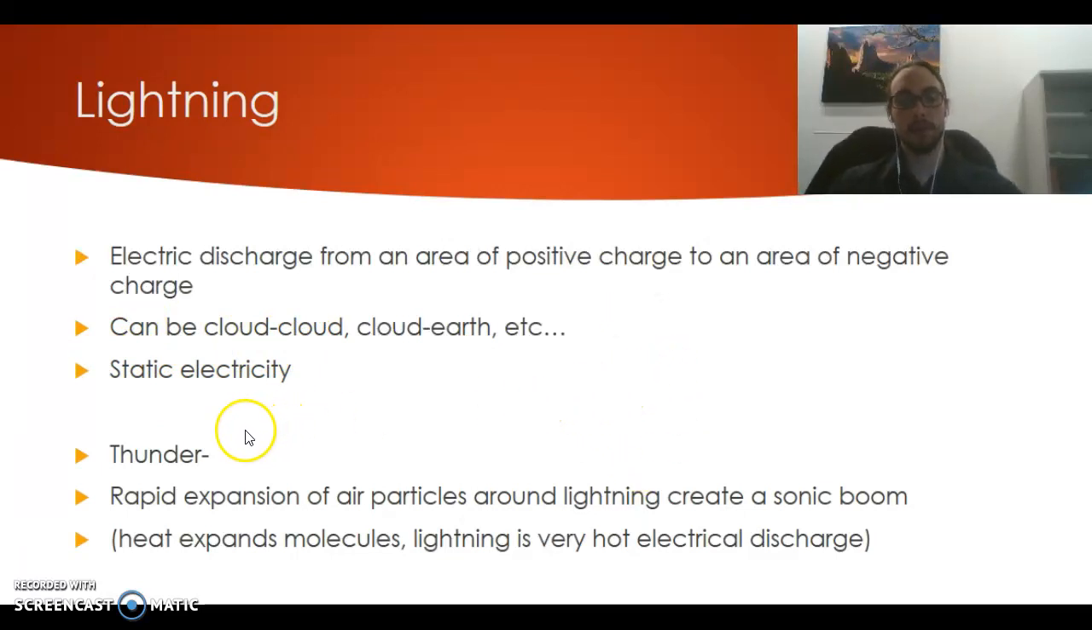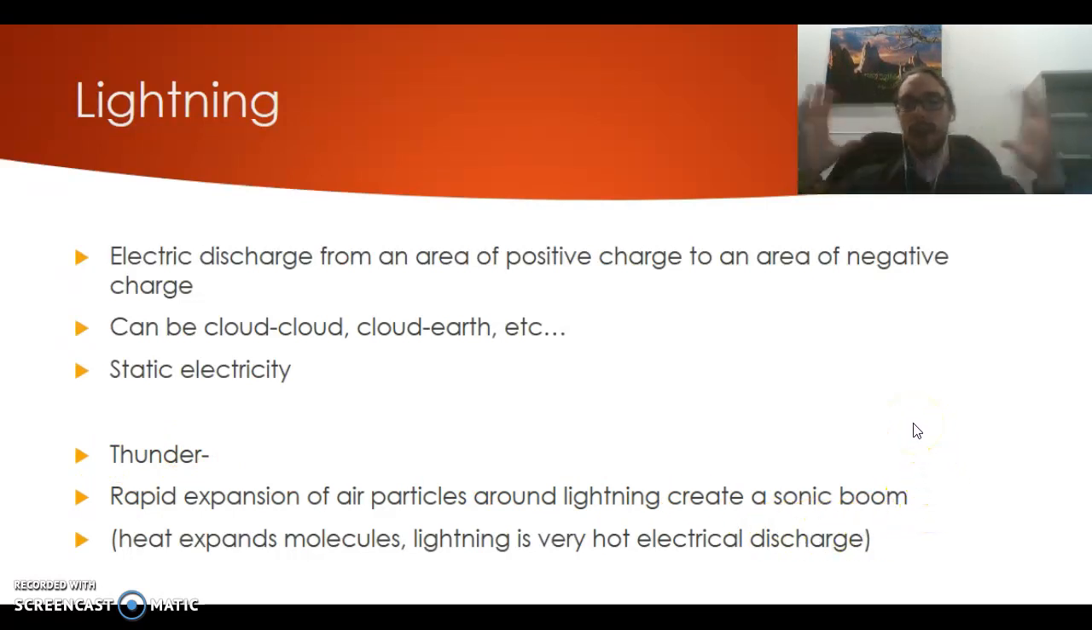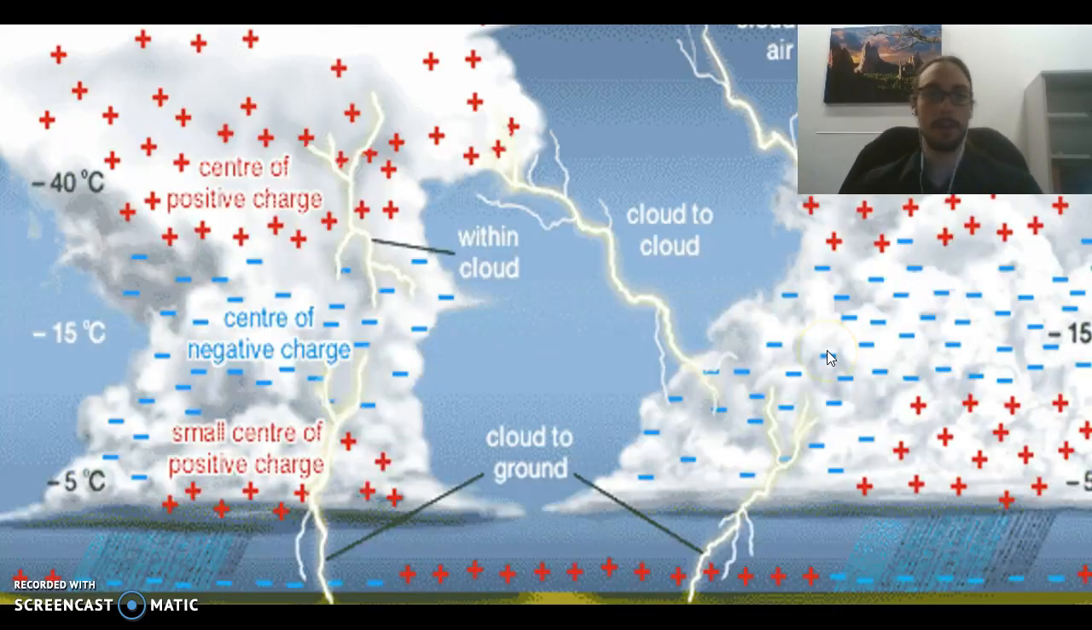An important thing to know about thunder is the rapid expansion of air particles around lightning. When those air particles heat up, they expand and it creates a sonic boom. So thunder is really just the noise made after lightning has heated up the surrounding air particles. That's pretty interesting: heat expands molecules. Lightning is a very, very hot electrical discharge, so it's going to expand the molecules around it. Here's a little diagram of how lightning is made.